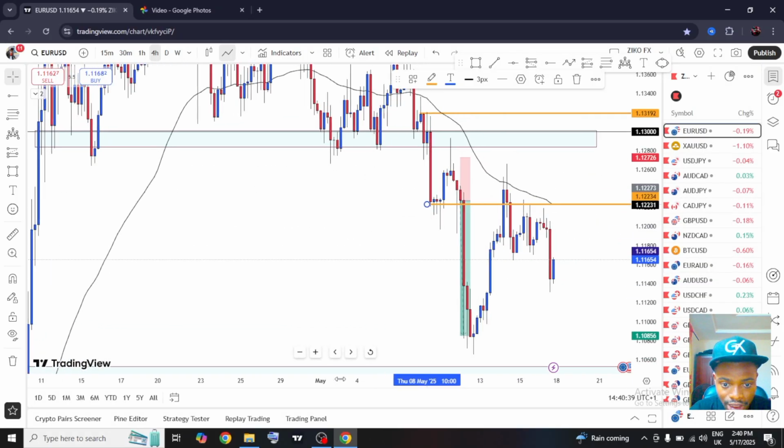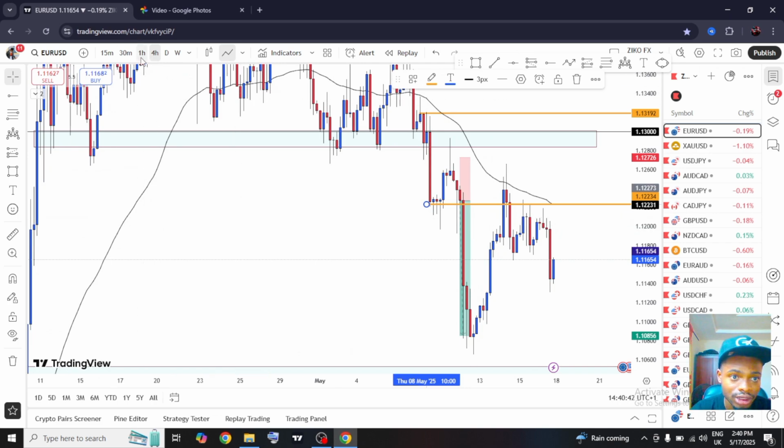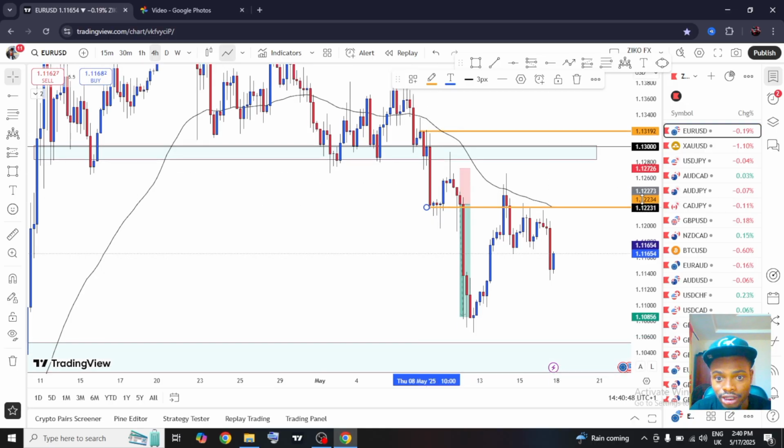But the entry time frames are the 1 hour right here, the 1 hour, 30 minutes and 15 minutes. So we can't just enter here. You can enter there if you're feeling risky.